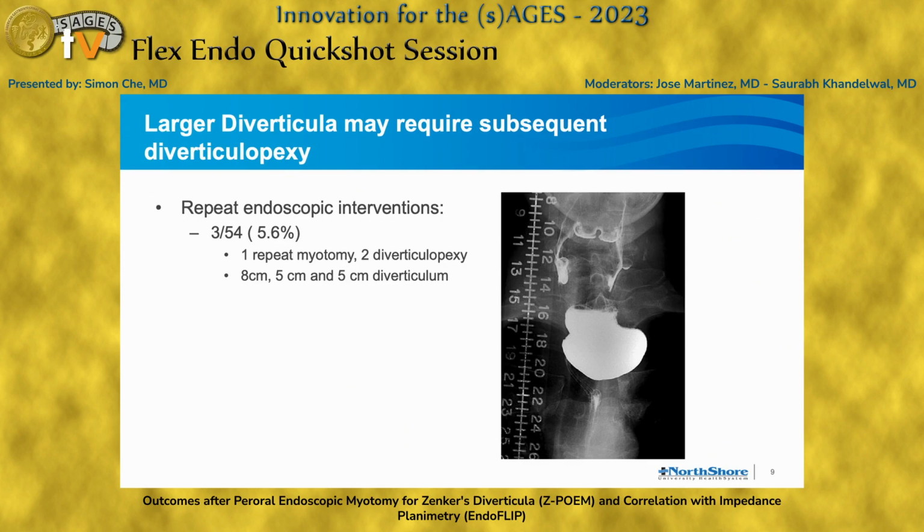Regarding repeat endoscopic interventions, 3 patients actually had recurrent dysphagia requiring repeat intervention. 1 had a repeat myotomy, 2 had subsequent diverticulopexies, and we know that these patients all had large diverticula, which we define as greater than 4 centimeters.